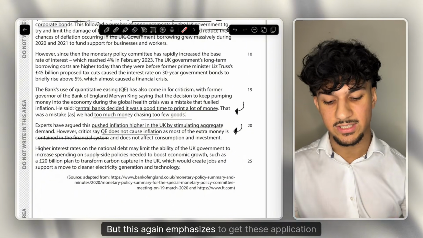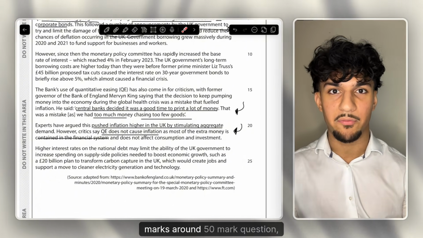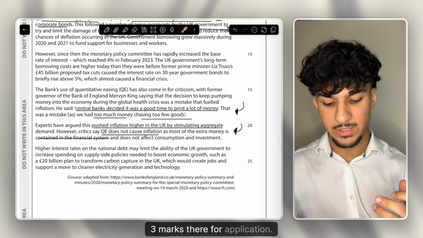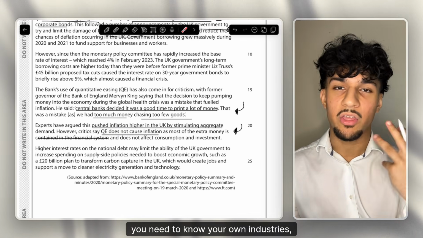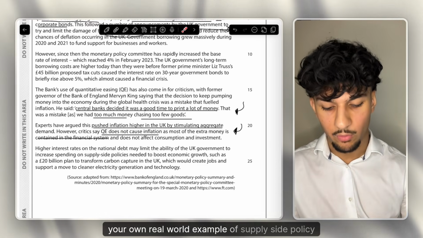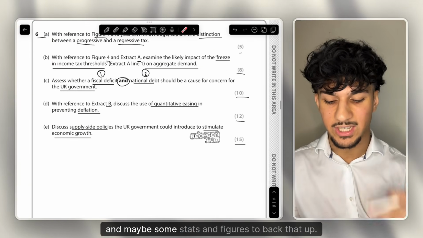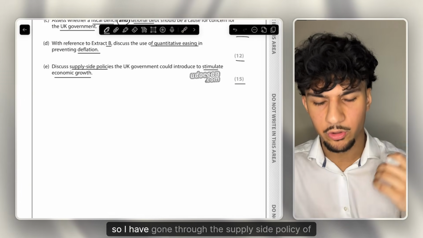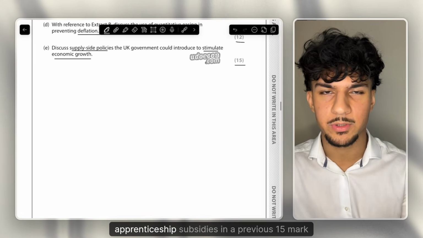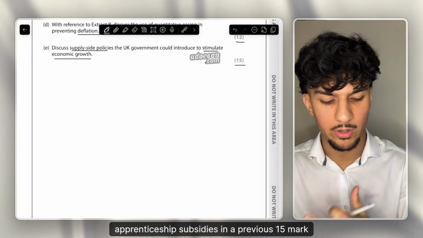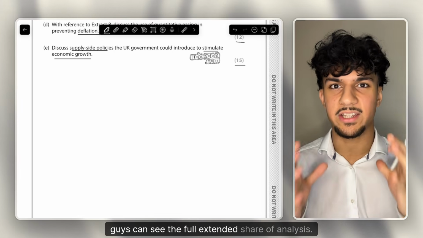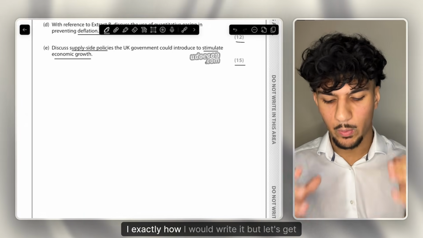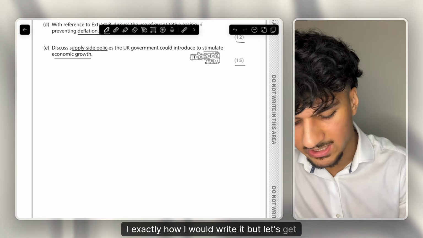But this again emphasizes, to get these application marks on a 50-mark question, 3 marks there for application, you need to also know your own examples, your own industries, your own real-world example of supply-side policy, and maybe some stats, some figures to back that up. So I have gone through the supply-side policy of apprenticeship subsidies in a previous 15-mark question, but this time I will type it up so you can see the full extended chain of analysis and exactly how I would write it. But let's get started with this.